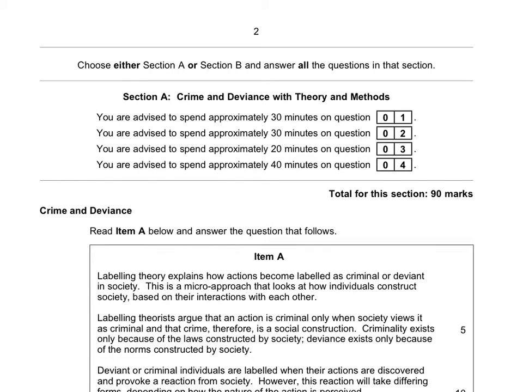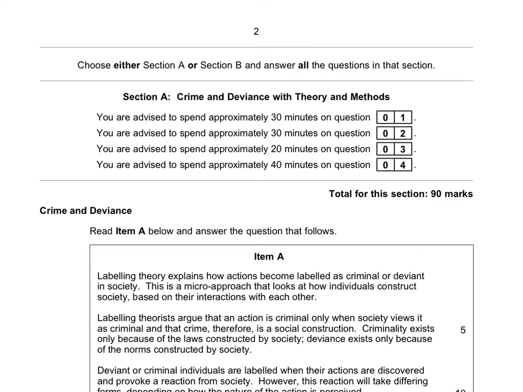Don't do what many people do and write far too much for the first and second question and completely run out of time, particularly for that last 33-mark question where loads of people drop marks. So yes, 30 minutes on question 1 and 2 each, and then 20 minutes on question 3, which is your methods and context question, and 40 minutes on your 33-mark question at the very end.